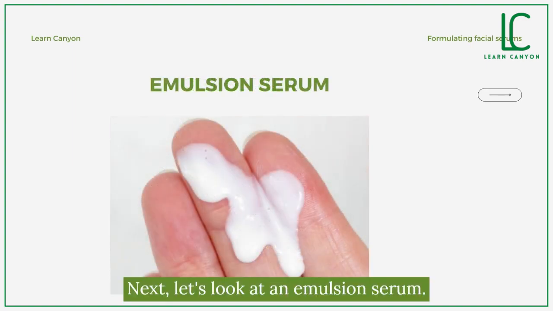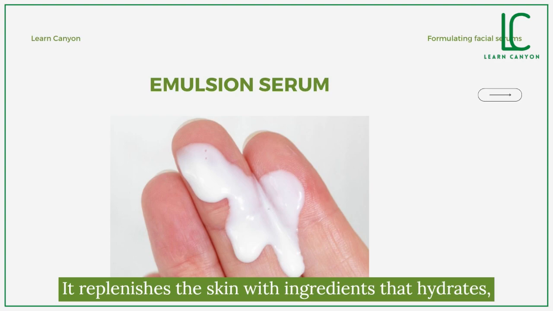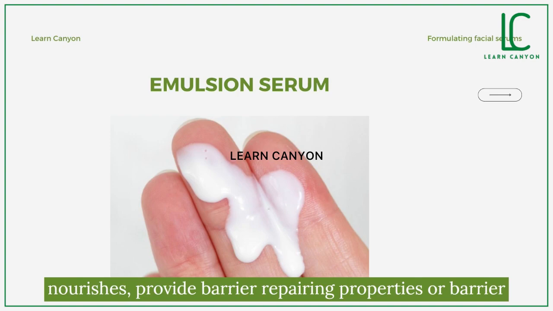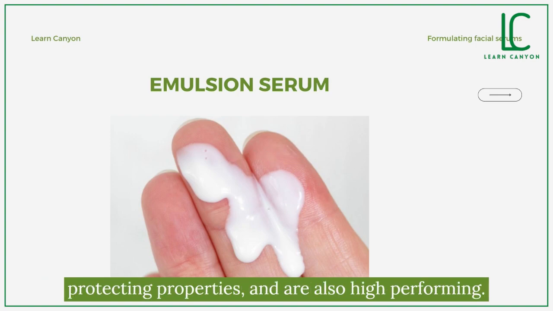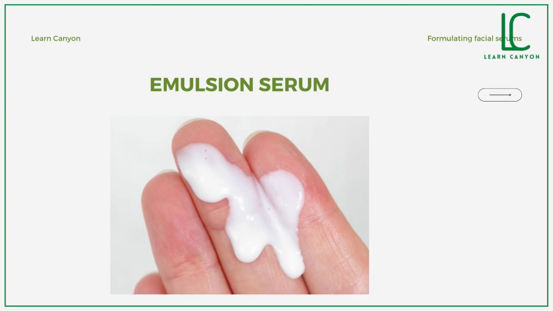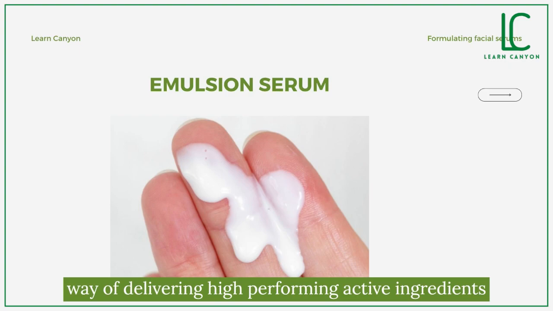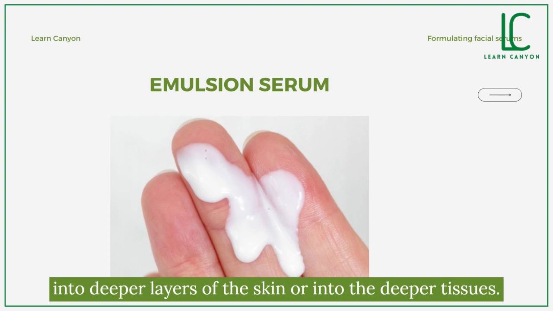Next, let's look at an emulsion serum. Now, an emulsion serum is a kind of serum that is very similar to a moisturizer. It replenishes the skin with ingredients that hydrate, nourish, provide barrier repairing or barrier protecting properties, and are also high performing. The emulsion serum is similar to a typical emulsion, which is essentially a mixture of two immiscible phases, usually water and oil, stabilized by a third ingredient known as an emulsifier in the system. An emulsion is one of the best and most effective ways of delivering high-performing active ingredients into deeper layers of the skin or into the deeper tissues.